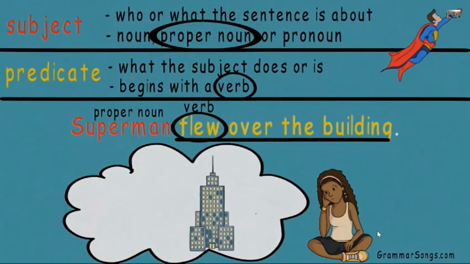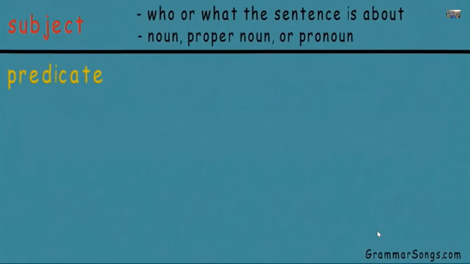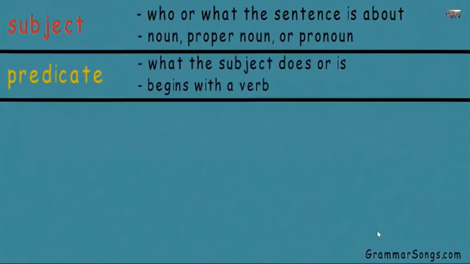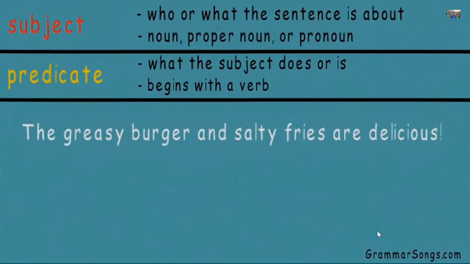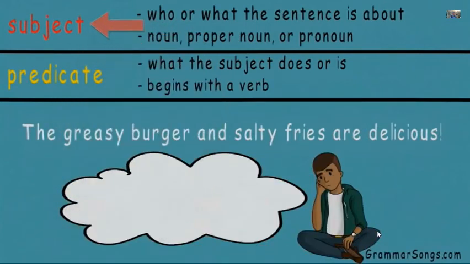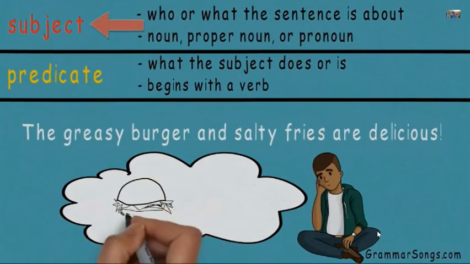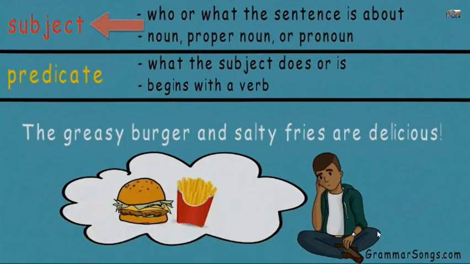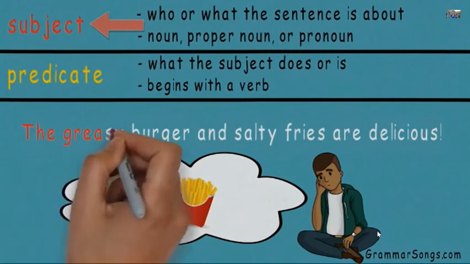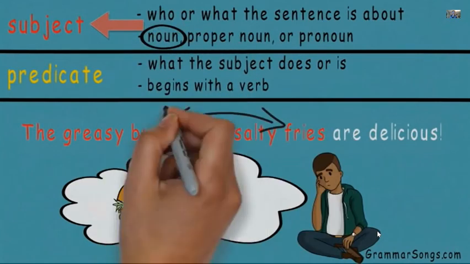Up, up, and away! Let's practice identifying the subject and predicate one more time. The greasy burger and salty fries are delicious. First, let's find our subject. Who or what is this sentence about? Well, when I read this sentence, I get a picture in my head of a burger and fries. The greasy burger and salty fries are my subject. They are what this sentence is about. They are nouns, and they come before the verb.